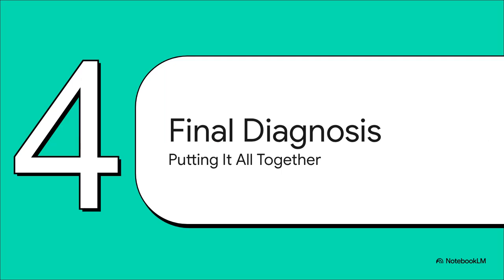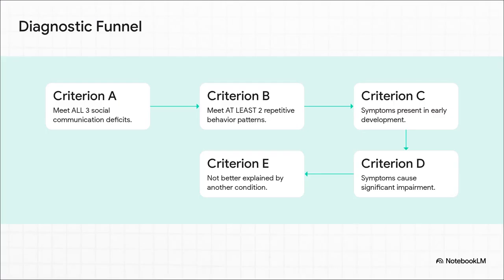Okay, so after walking through the social challenges, the repetitive behaviors, and all those final checks, what does the complete diagnostic picture look like when you put it all together? Here it is. This is the whole diagnostic funnel in one place. You start at the top. You have to meet all 3 of the social deficits from criterion A. Then you need at least 2 of the behavioral patterns from B. And finally, you have to pass through those last 3 checks. The traits started early, they cause significant impairments, and they're not better explained by something else. It's a tough, rigorous process for a good reason, to make sure the diagnosis is accurate and that it leads to the right kind of support.